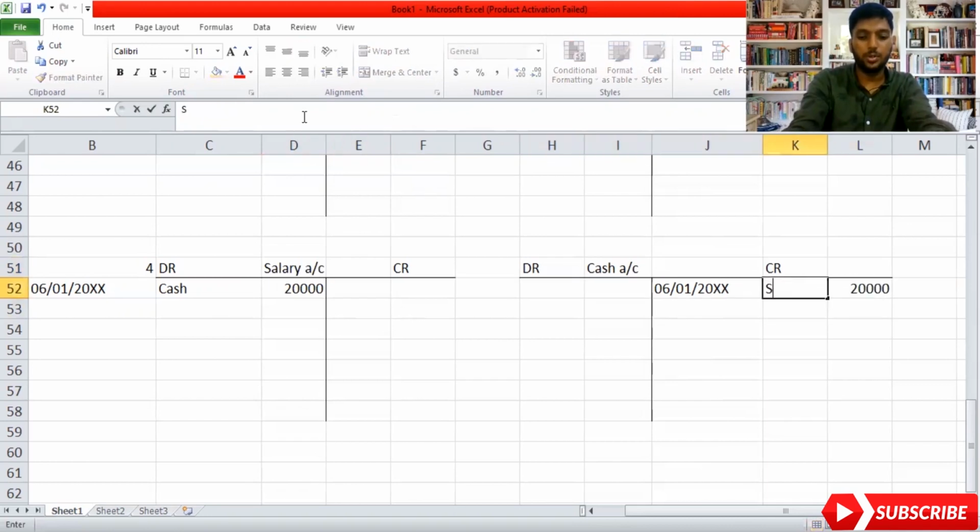For what purpose do you give? Salary. So you need to write the narration. This account narration should be written on the opposite account. That's how it is. I hope you understood the basic double entry way of recording.